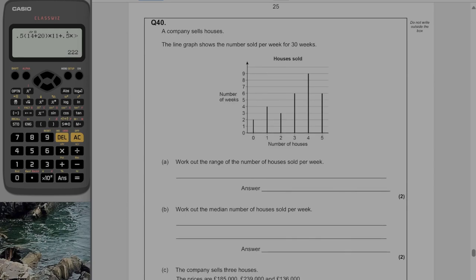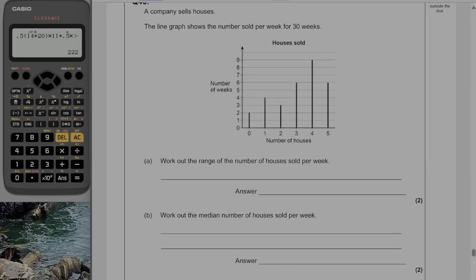Right, question 40. A company sells houses. The line graph shows the number sold per week for 30 weeks. So number of houses, number of weeks. Work out the range of the number of houses sold per week.